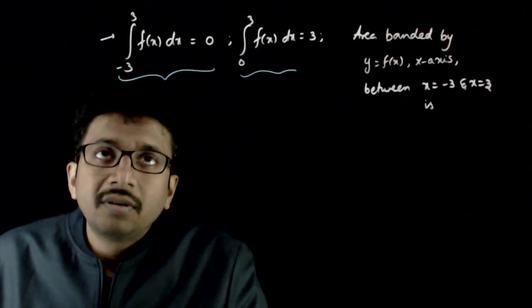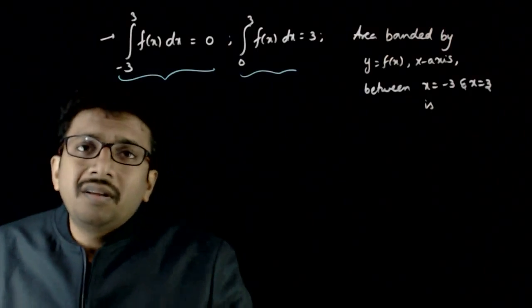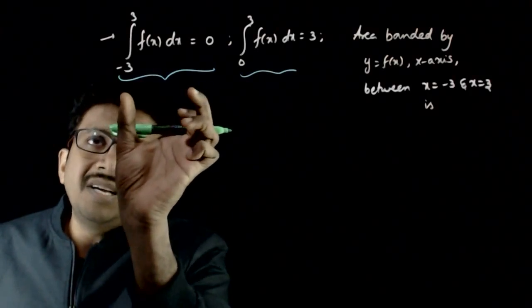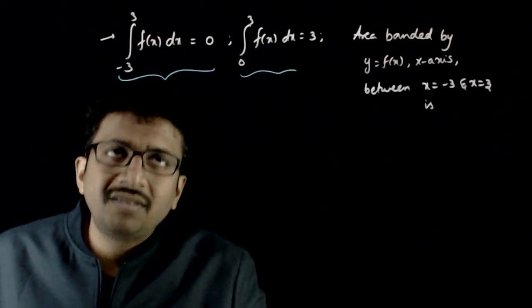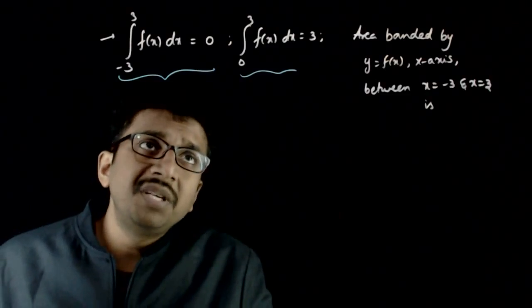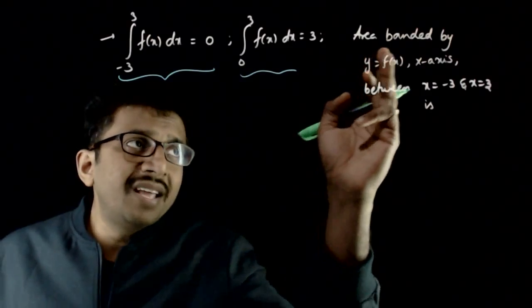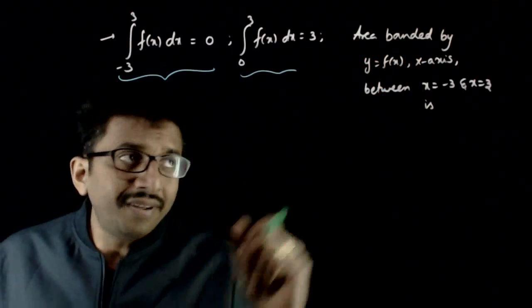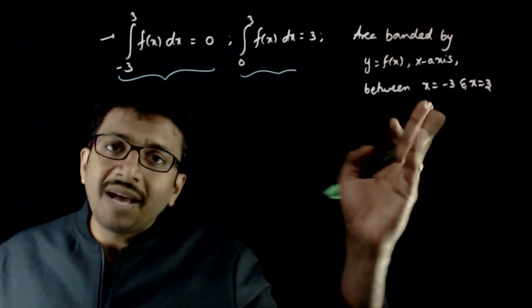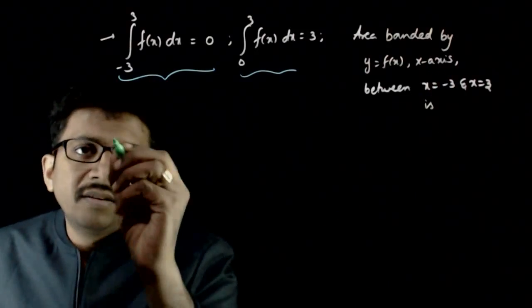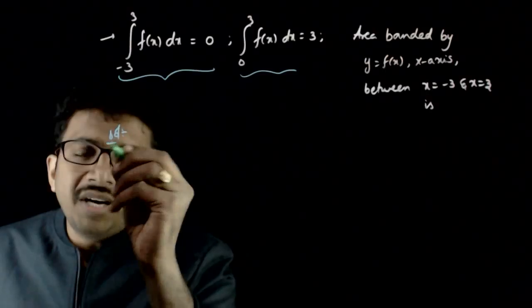So welcome students. In this question, we are given two integrals: integration from -3 to 3 of f of x is equal to 0, and integration from 0 to 3 of f of x is equal to 3. You are asked to find the area bounded by y is equal to f of x and the x-axis between -3 and +3.